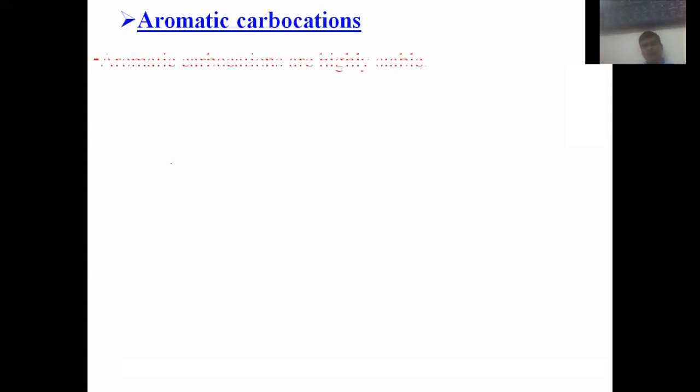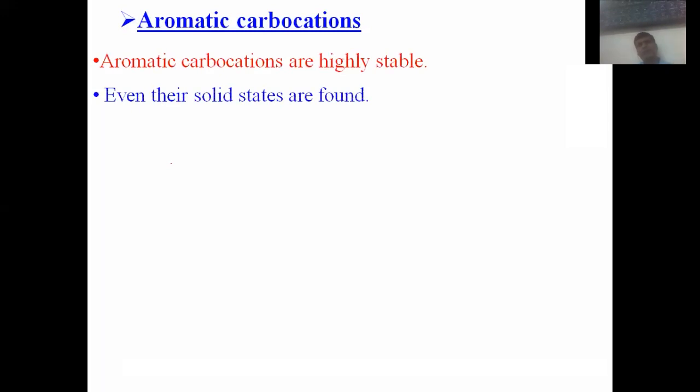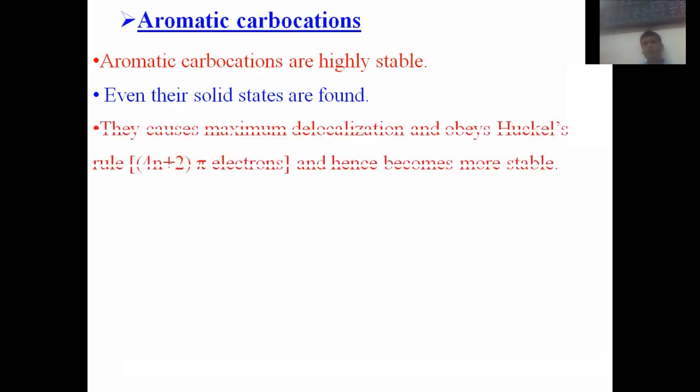What about the aromatic carbocation? Aromatic carbocations are highly stable. They are highly stable. Even they are found in the solid state. Carbocation formed in the solid state, and this is due to the high stability of that aromatic carbocation. Consider a very simple example. Why are they stable? Because they are aromatic. They having maximum delocalization. They obey Huckel's rule, meaning there are 4n plus 2 pi electrons, and hence that species is more stable due to aromaticity.